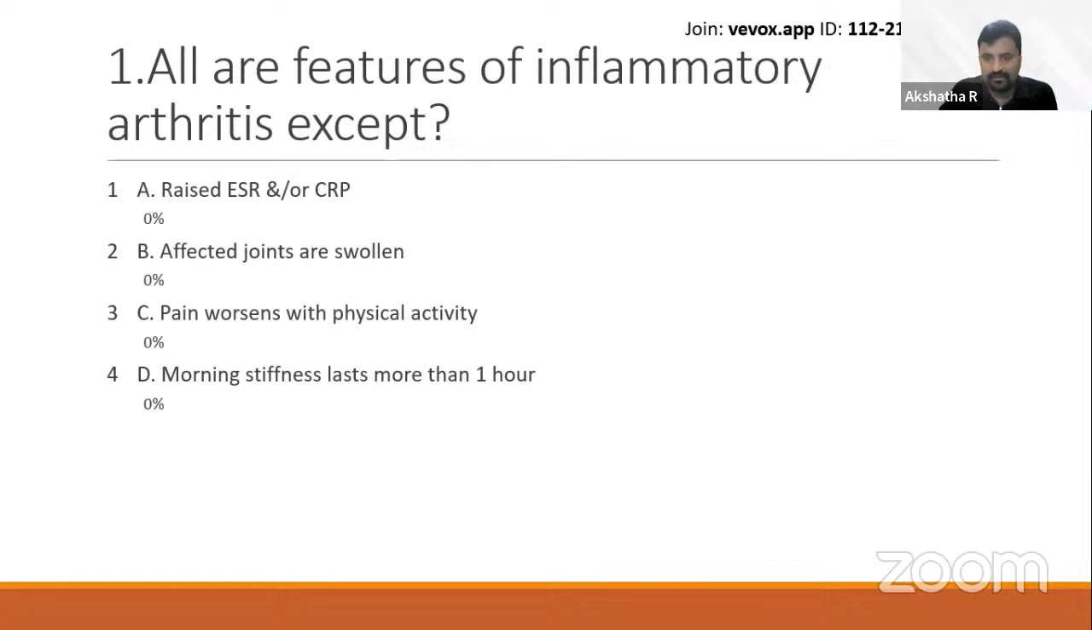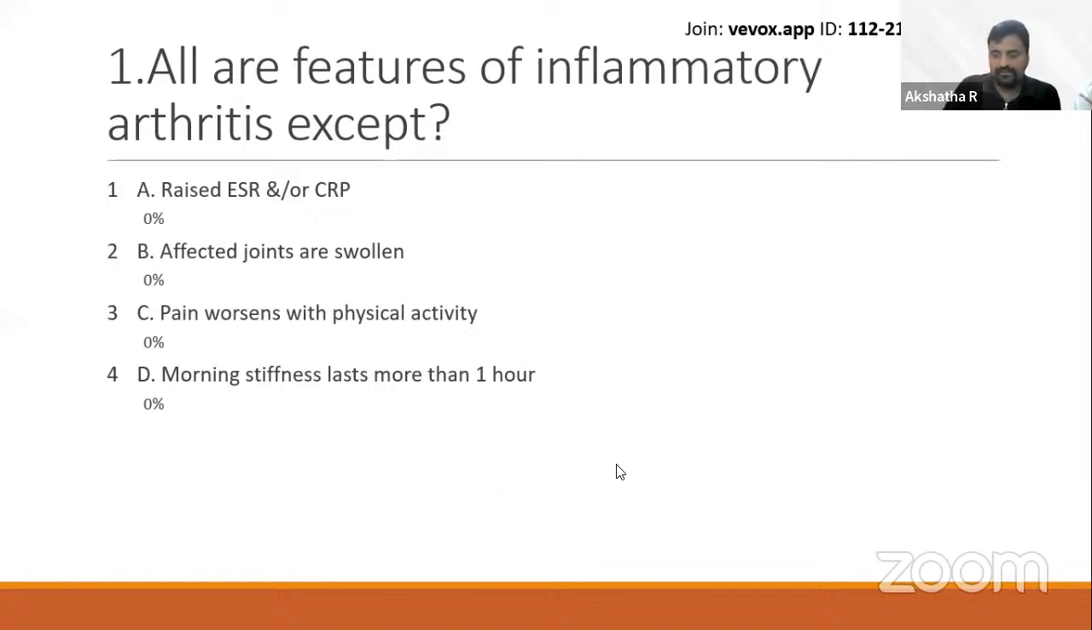Okay, most of them have answered. So I'll end the poll. Right. So majority have answered it correct. Around 23% of the participants have got it wrong as option D. The answer is pain worsens with physical activity. That is the right answer.